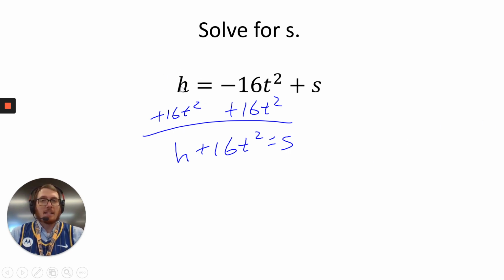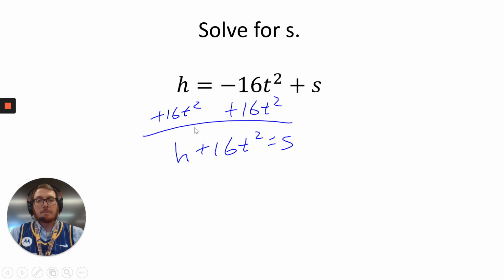This one right here, h, which is a height piece. It makes a height of a projectile that's being thrown, like a baseball, for example, equals negative 16t squared plus s. Now, you don't have to know anything about this equation. All you have to do is get s by itself, solve for s. So the only thing stopping s from being by itself is the minus 16t squared. So to get rid of minus 16t squared, I'm going to add 16t squared to both sides of the equation.